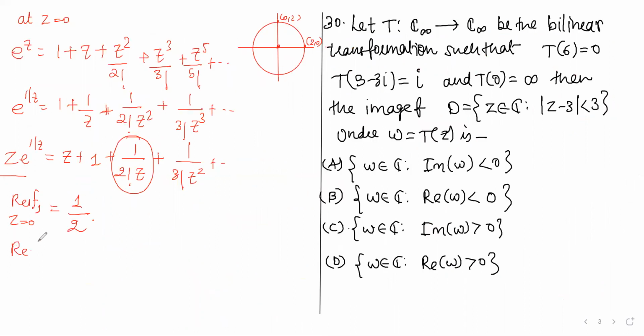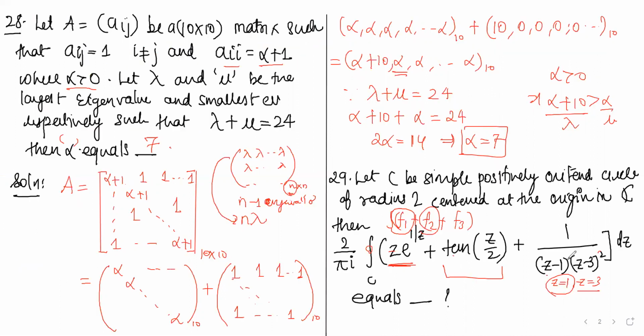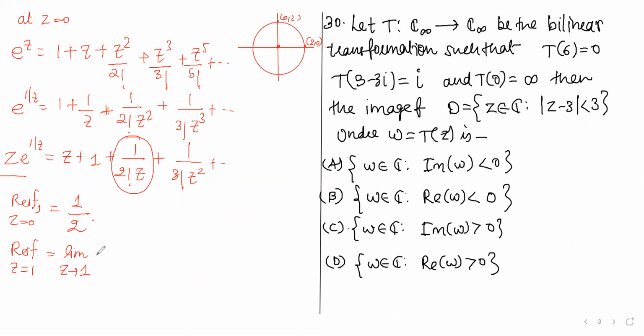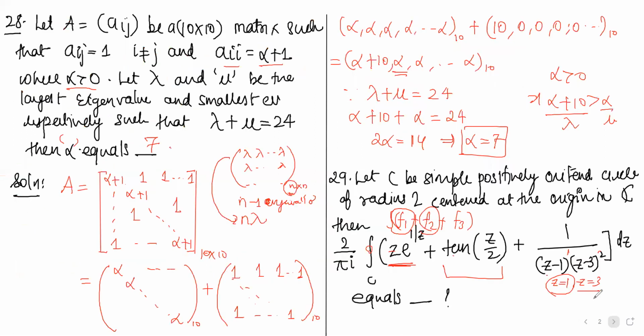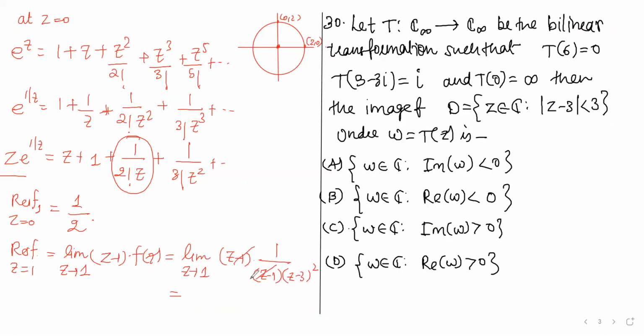So the residue of f at z equals 1 is the limit as z tends to 1. Now I see that it's a pole of order 1, so I just need to find (z minus 1) times f(z). That gives me the limit as z tends to 1 of (z minus 1) times 1 upon (z minus 1)(z minus 3) squared. This part gets cancelled nicely, and I get 1 upon (3 minus 1) squared, which is 1 by 4. So I got two residues, 1 by 2 and 1 by 4.